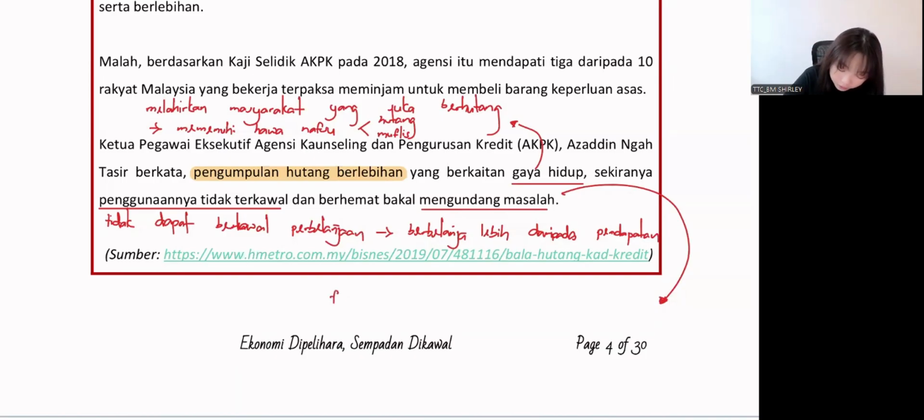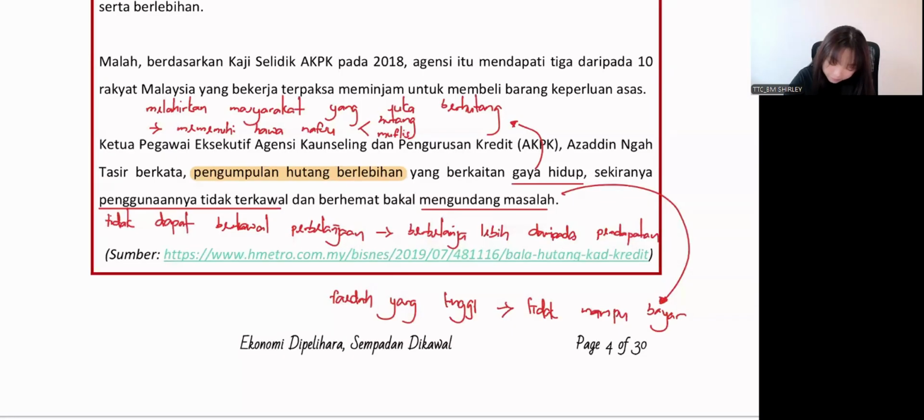So eventually it will cause faedah yang tinggi kerana tidak mampu bayar balik. So the same thing. Either you go bankrupt, you owe people money, or to one more extreme extent, where people cannot stand it, they will choose to commit suicide. So it's like bunuh diri.